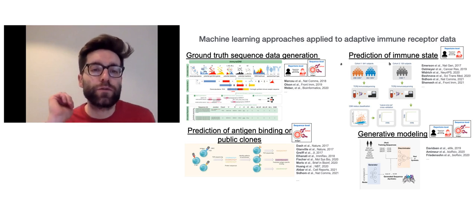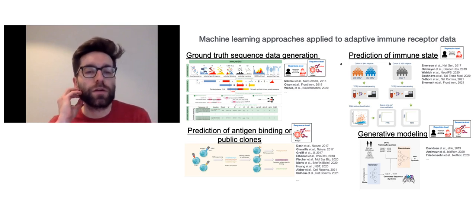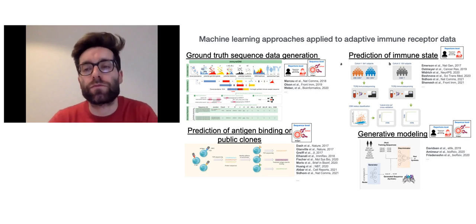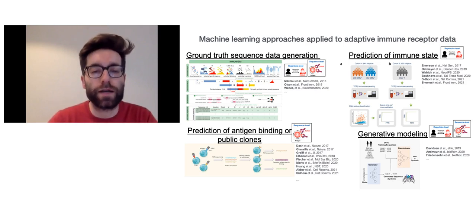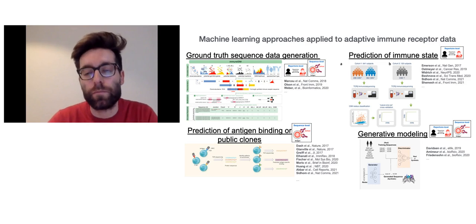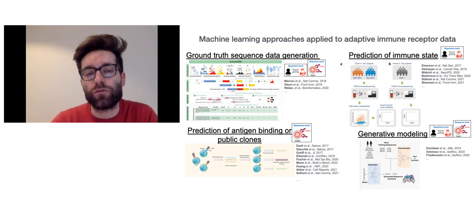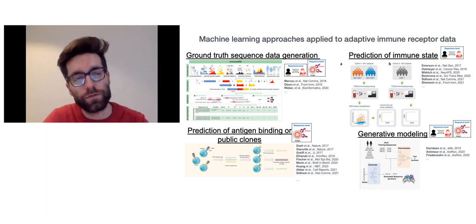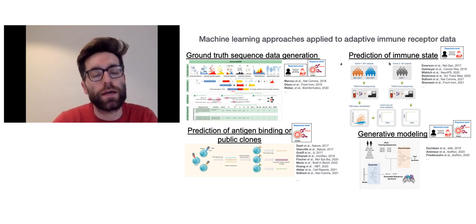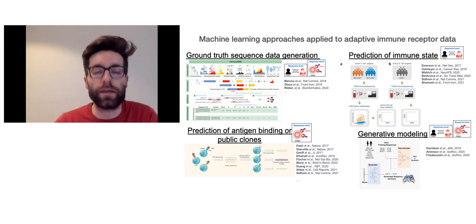Here I'm just summarizing a few of the major machine learning works that have been published over the last years. There has been prediction of immune state, prediction of antigen binding, and generative modeling for making new sequences. And we think that to benchmark machine learning in the future, and currently also, ground truth sequence data generation, for example using IGoR, OLGA, or ImmuneSIM, is very important, since most of the time the correct experimental data to benchmark your machine learning approach is not available.